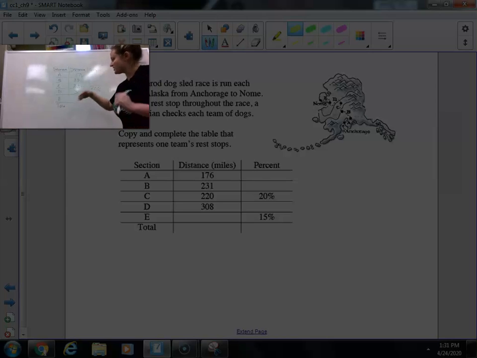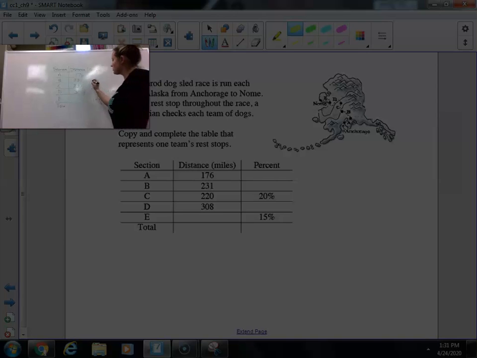All right, so this is similar to the T-charts we've been making throughout the last couple chapters. So we have our sections, our distance in miles, and our percents. So one of the things we know is C. We have 220 miles, which equals 20%. So we went ahead and found out how much 1% would be. So if you divided 20 by 20, you'd get 1%, and 220 miles by 20, which gives you 11 miles. So now we have our rule, or our unit rate, to help us solve the rest of the missing pieces.